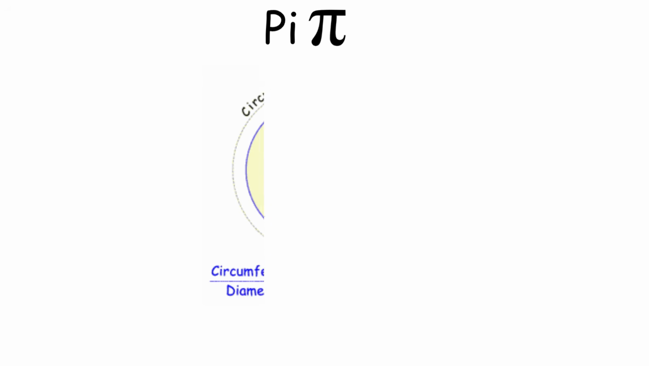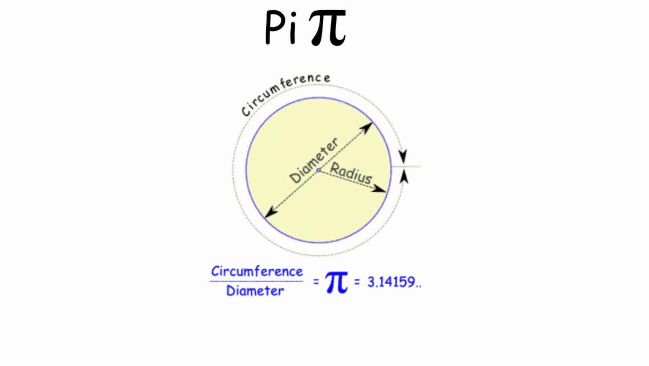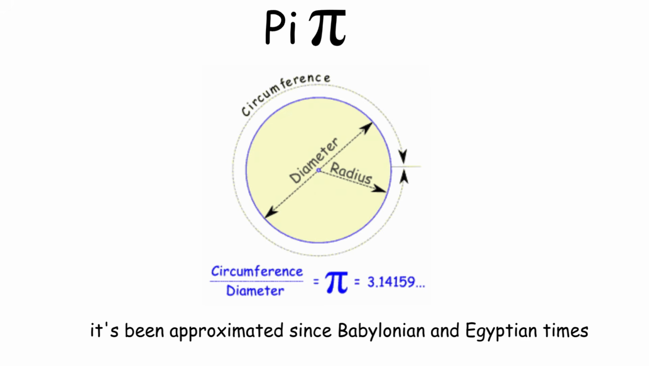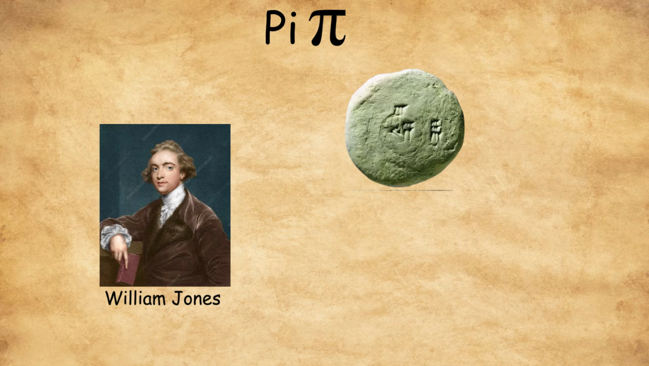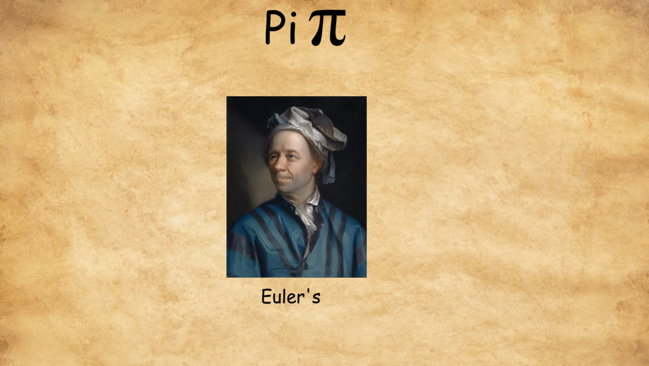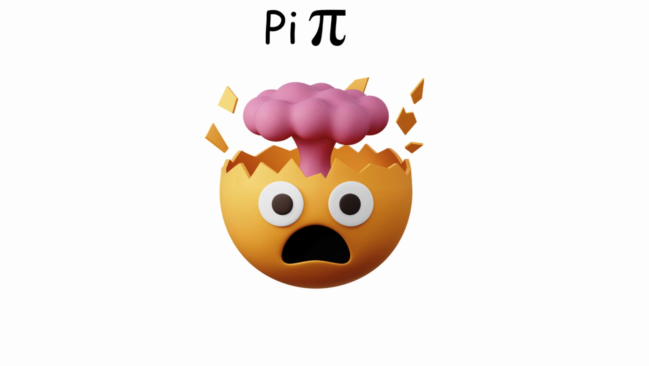Pi is the ratio between a circle's circumference and its diameter, and it's been approximated since Babylonian and Egyptian times, long before the symbol existed. William Jones first used the Greek letter for it in 1706, and Euler's adoption of it decades later locked it in for good. Here's the part that surprises most people.